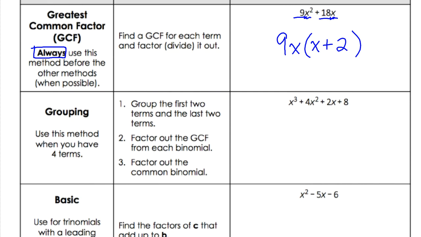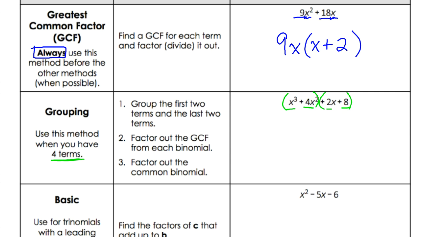So the second method that we're going to look at here is factoring by grouping, and we use this method when we have 4 terms in our polynomial. It only works when we have 4 terms. So to do this one, we group the first 2 terms with parentheses and the last 2 terms with parentheses. So we group those together, and then we look for the GCF, like we were just talking about above, for each binomial. So for the first parentheses, we're looking for what those have in common, and then we're looking for what the second 2 have in common.